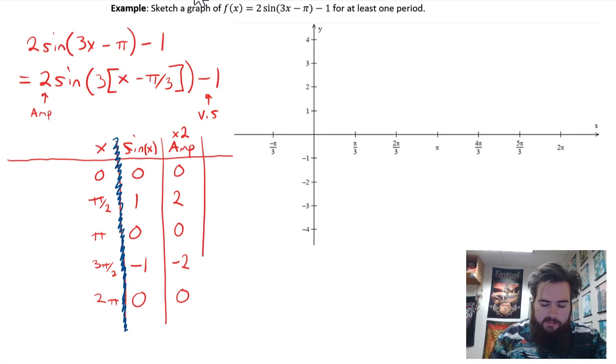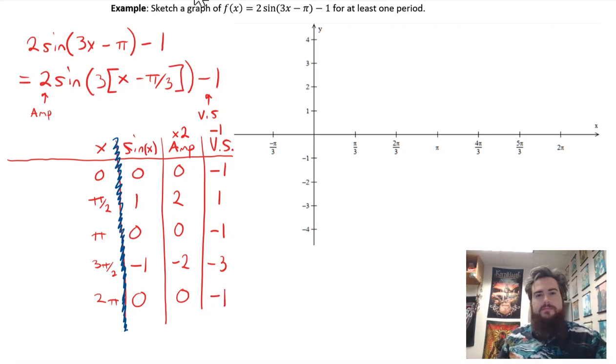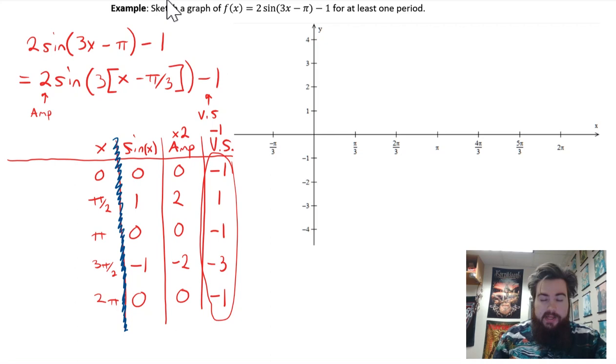I then will apply the vertical shift. The vertical shift is a subtraction of 1, and that's what I'm going to do. I'm going to subtract all values by 1. So that'll give me -1, +1, -1, -3, and -1. What I have now created at the end here, this last part of this table, these are my new y values. Once I get the new x values, I now have new x-y coordinate pairs.